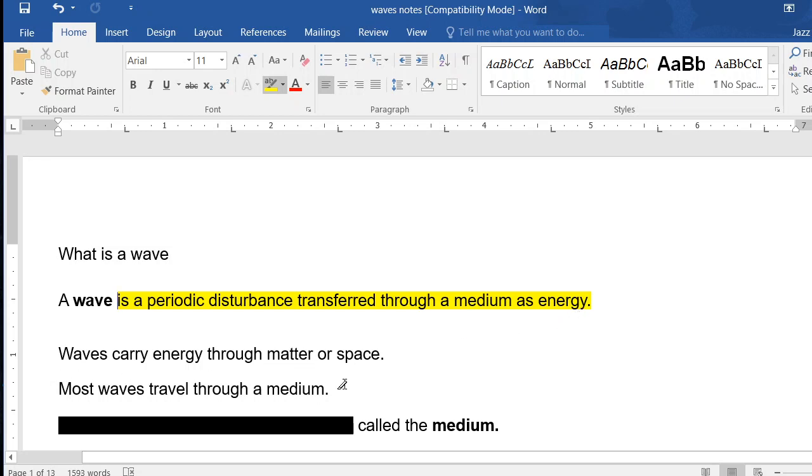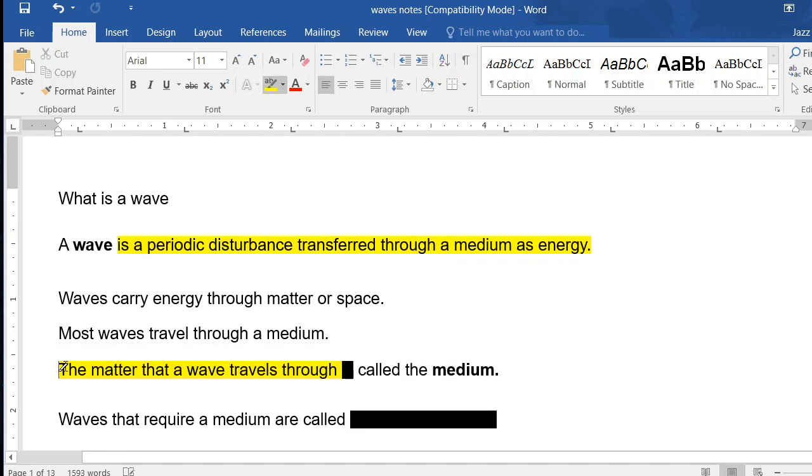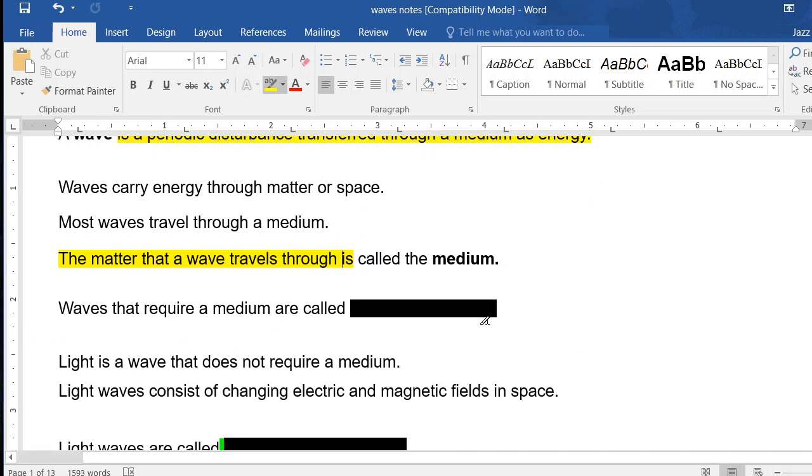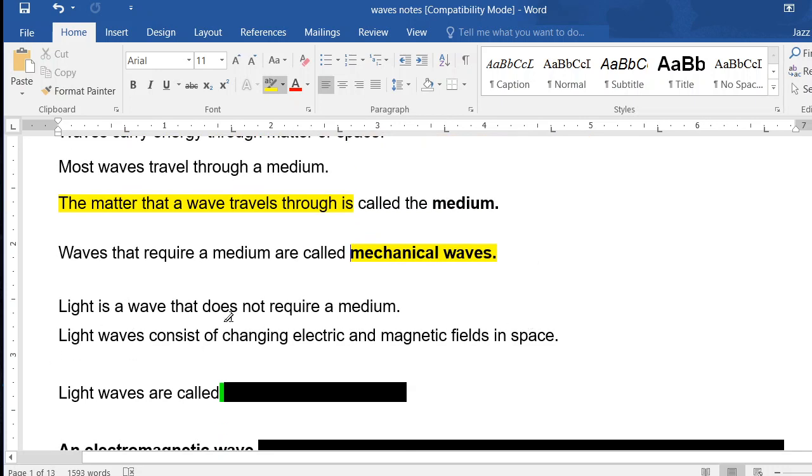So they carry energy through matter and space, and most waves will travel through a medium. The matter that the wave travels through, that's what we call the medium. So for example, a wave in the ocean, the medium is the water. Or sound waves, if you are practicing social distancing and you're yelling at a friend who's very far away, the medium that the sound wave travels through would be air or the atmosphere. Now, waves that require a medium have a special name. They are called mechanical waves. And we'll break mechanical waves down in a second.